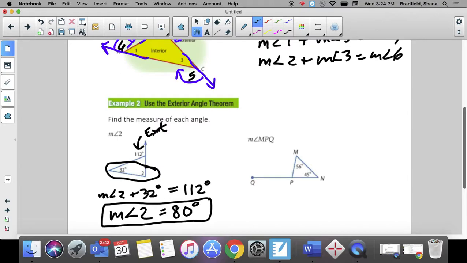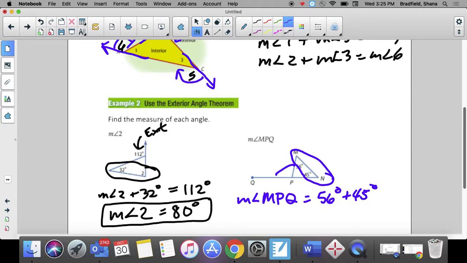Okay, in the second one, we're looking for the measure of angle MPQ. And so that's an exterior angle, and our remote interiors this time are angle M and angle N. P again is right next to it, so it's not remote, it's not in the distance. The measure of angle MPQ then would be 56 degrees plus 45 degrees, which is equal to 101.